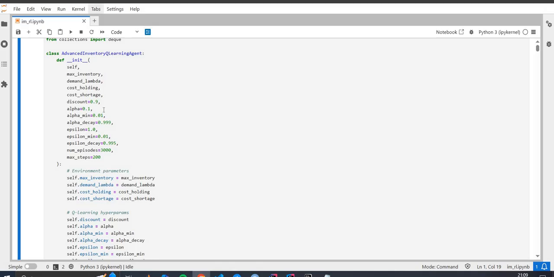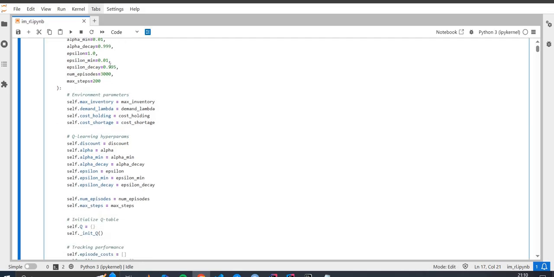Alpha is the learning rate, controlling how quickly the agent updates its knowledge based on new experiences. We start with a relatively high learning rate of 0.1, but it gradually decays over time using alpha decay. So as training progresses, the updates become more stable.